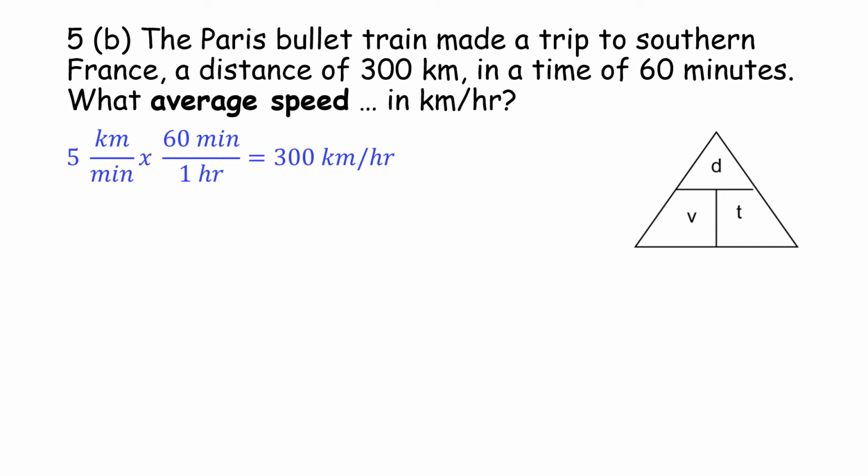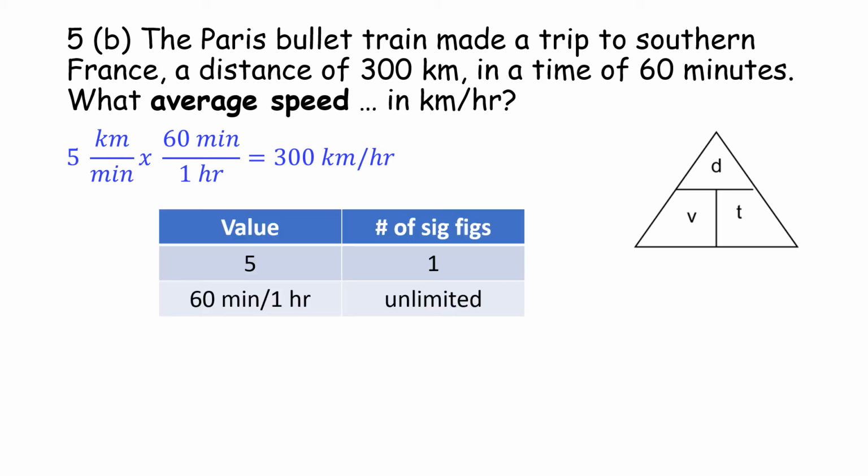So the answer is 300 kilometers per hour. Now, the 5 that we originally started the problem with, the way I did it, has one significant figure. The 60 minutes per 1 hour you might think has one significant figure, but that is actually a conversion factor that we can get as precise as we like.